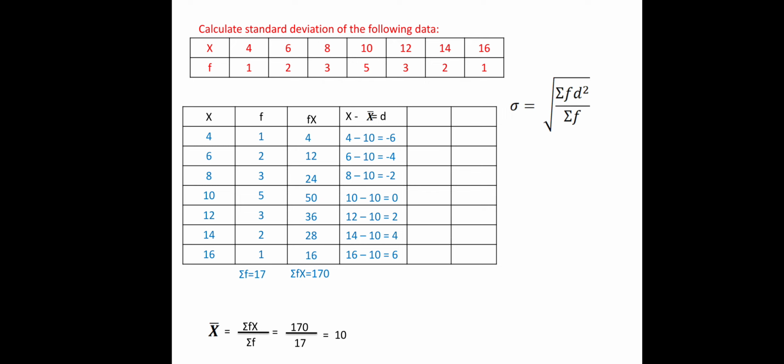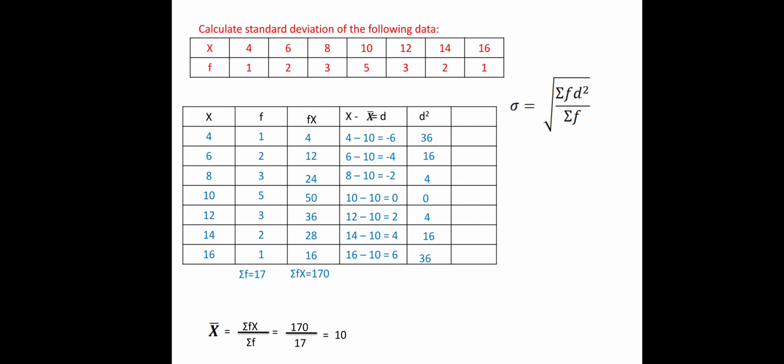Next again you check out the formula. How is d? It is squared. So another column is for d square. Minus 6 square is 36, minus 4 square is 16, minus 2 square is 4, 0 square is 0, 2 square is 4, 4 square is 16, and 6 square is 36.